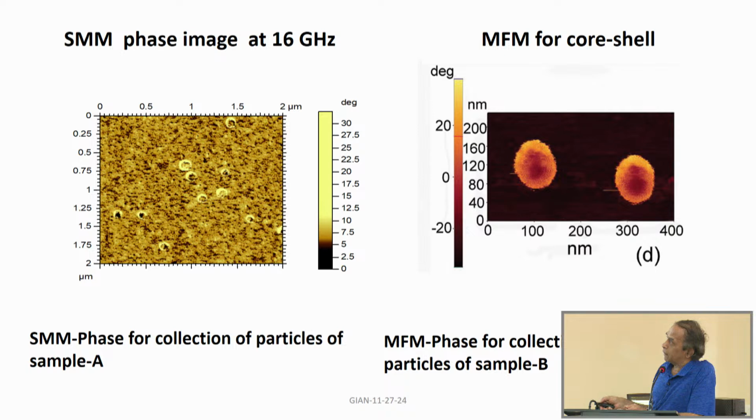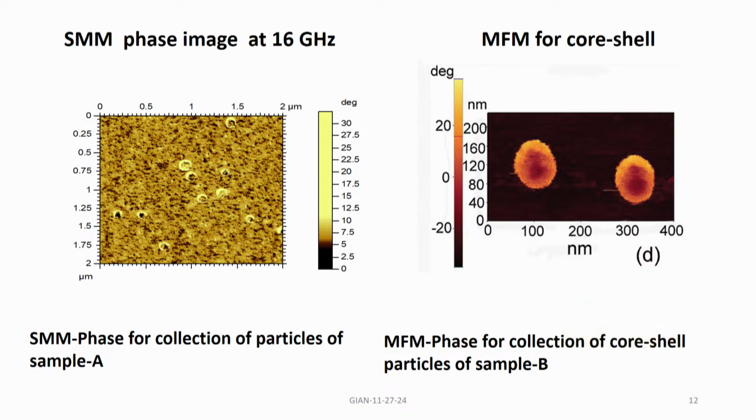And this is an SMM image for a collection of particles at 16 gigahertz, and all of them show a well defined core and a shell. This is a magnetic force microscopy phase image for core shell particles. The center is the core, which is the dark region, and the shell is the brighter one. So, we are sure that we did form a core shell structure under these conditions by chemical self assembly.